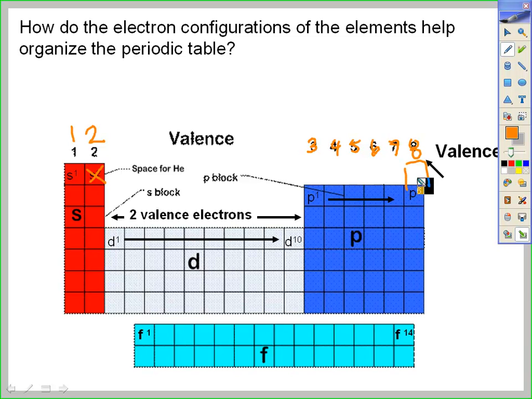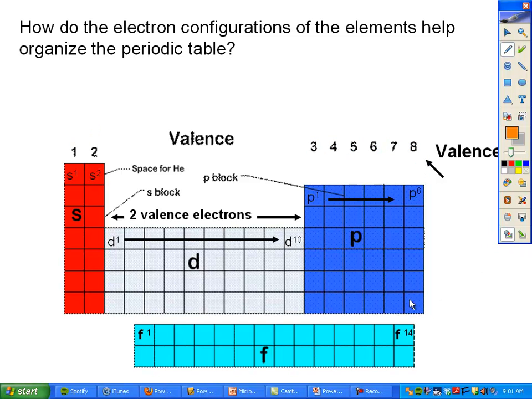The reason helium is here on your periodic table is because it is considered a part of the noble gas family, as it is very stable. We noticed that all of the D block and all of the F block have 2 valence electrons as well. So it goes 1, 2, and all of these have 2. All of your inner transitions that go in here between the S and the D have 2. And then 3, 4, 5, 6, 7, 8. So just by knowing where an element is on the periodic table, we can predict how many valence electrons that element has.